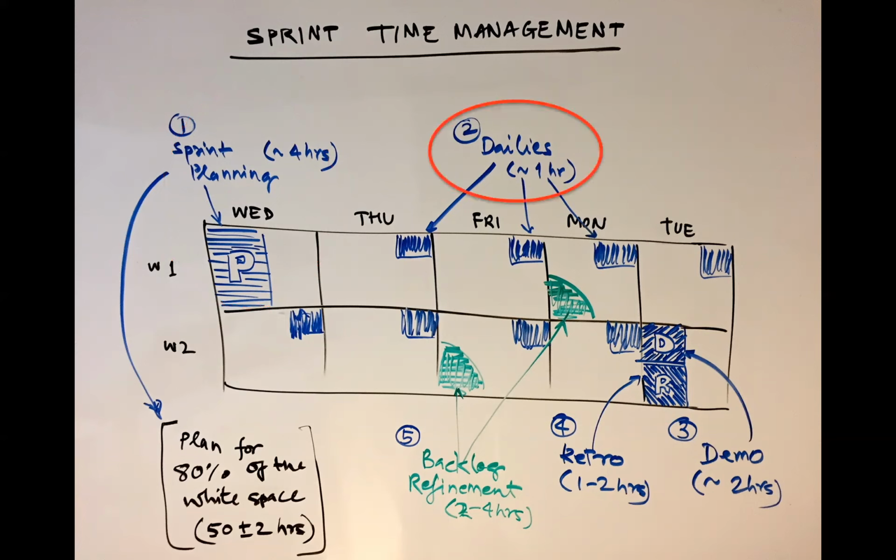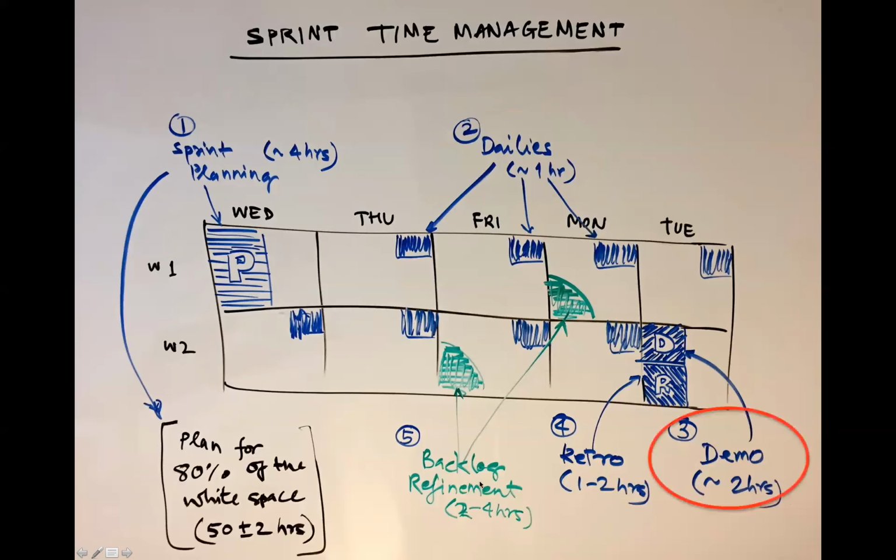Let's talk about the second event that consumes the team's time in the sprint. I'm calling them dailies. These include the 15-minute daily Scrum and any other breakout sessions that may happen thereafter. So in my experience, these practically consume about an hour of the team's time every day. Okay, so you can see that they're happening every single day.